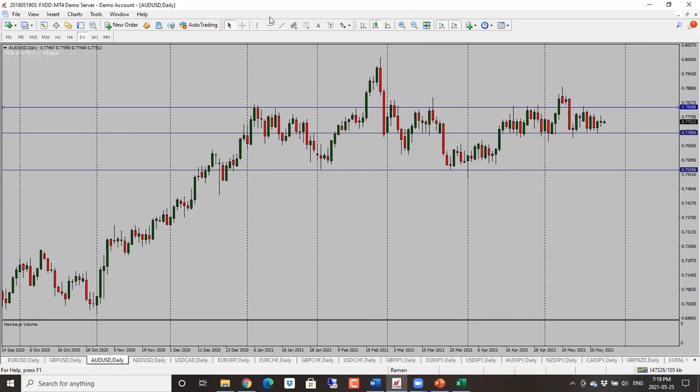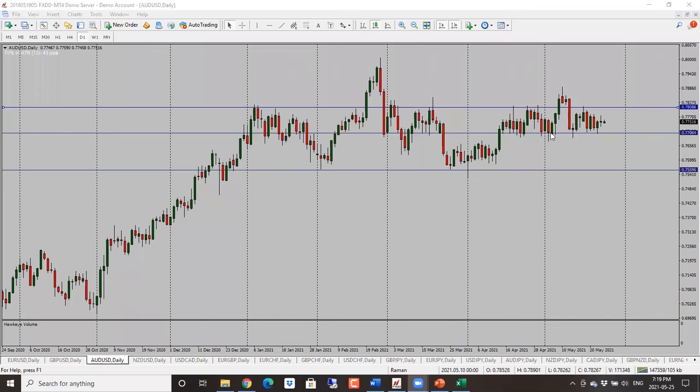Aussie dollar here, this one as well has been stuck in a range. As we can see, price is trading between 0.7800 and 0.7700. Today's candle close is completely neutral. Again, not much in terms of direction here. So I am looking for price to basically stay within the range. Again, neutral bias here for Aussie dollar as well.